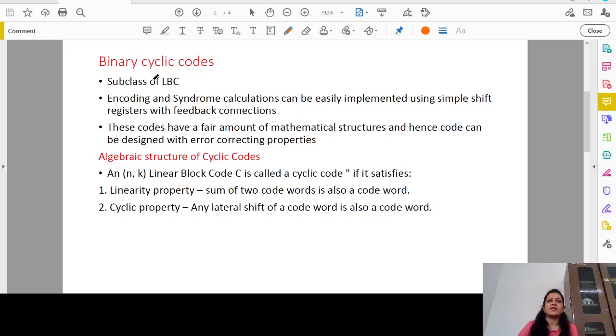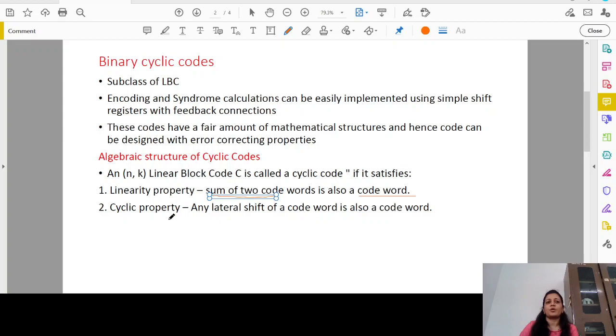Let us come to the algebraic structure of cyclic code. As we know, our binary cyclic code is a subclass of linear block code. Then what exactly is the difference between these two? An (n, k) linear block code is called a cyclic code if it satisfies two properties. One is a linearity property and the other one is a cyclic property. Linearity property means if you take two code words and find the sum of those two code words, then the resultant sum will also be a code word. So if C1 and C2 are two code words, by adding C1 and C2 you will obtain one more code word Ci, which is also a valid code word.